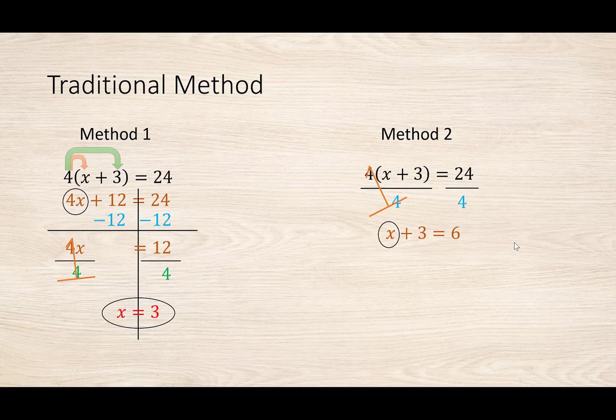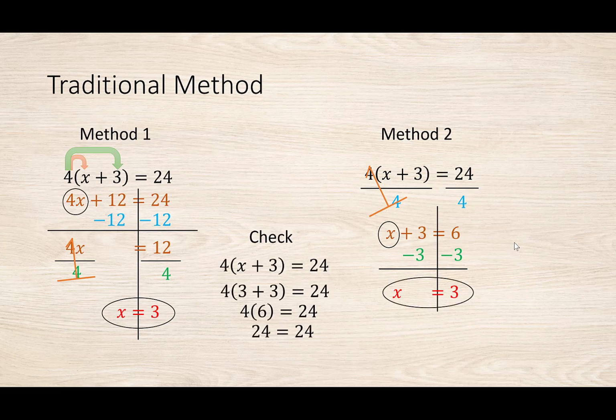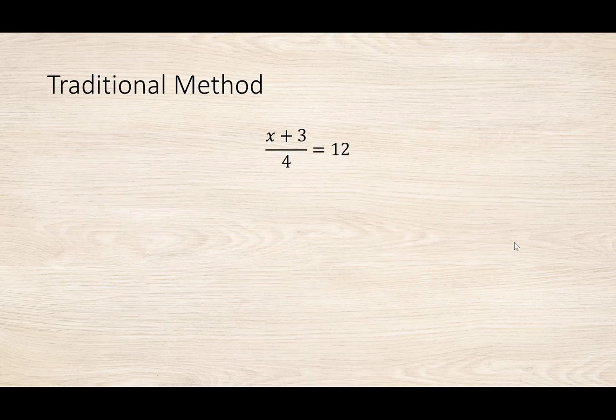Again, that circle of don't touch is that x, so I'm going to subtract 3 from both sides, and we end up with x equals 3. We got the same exact answer for both problems. Does not matter which method you choose. Either way, check it, take that answer, substitute it back in for your variable. At the very end, you end up with 24 equals 24.